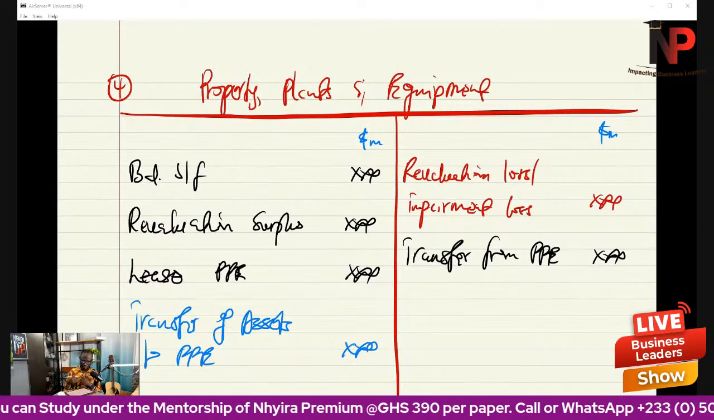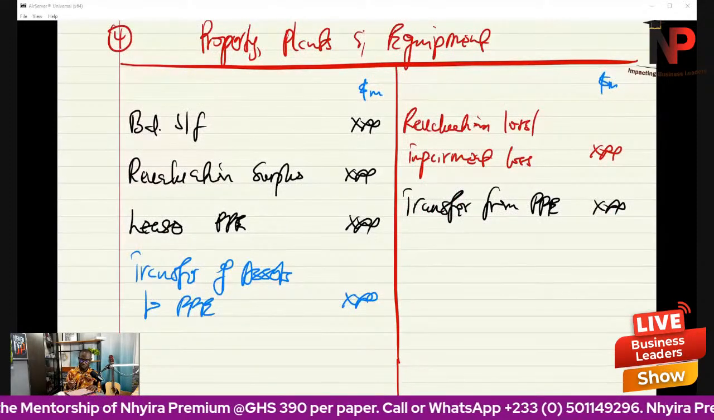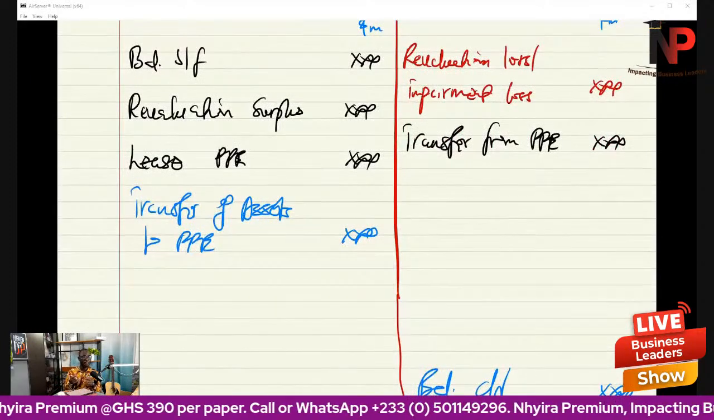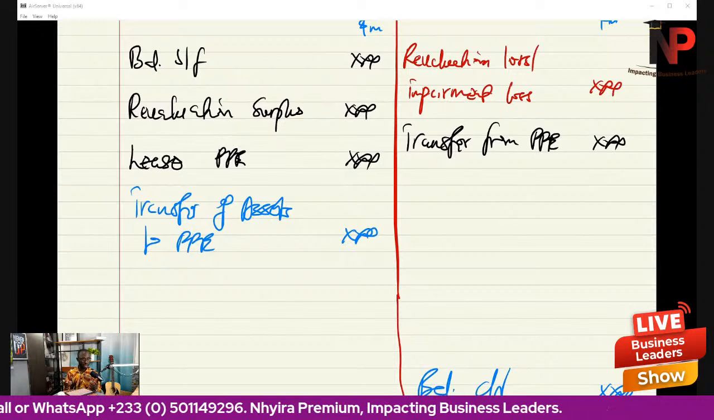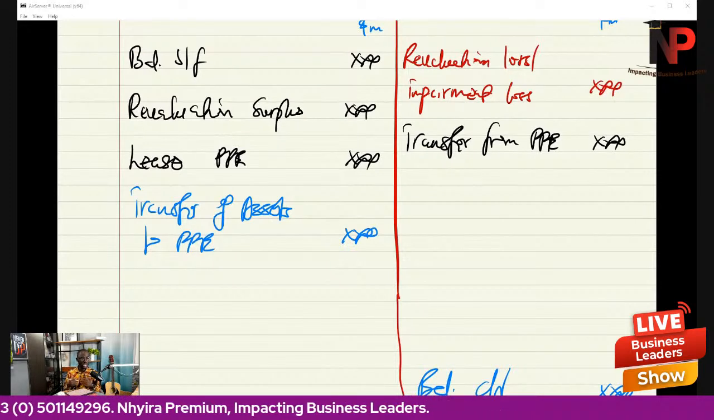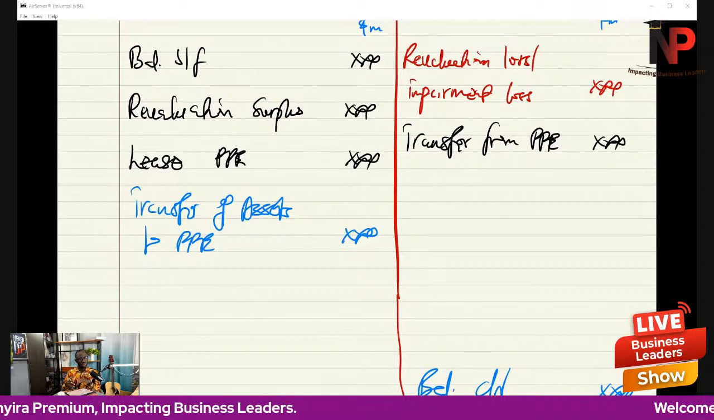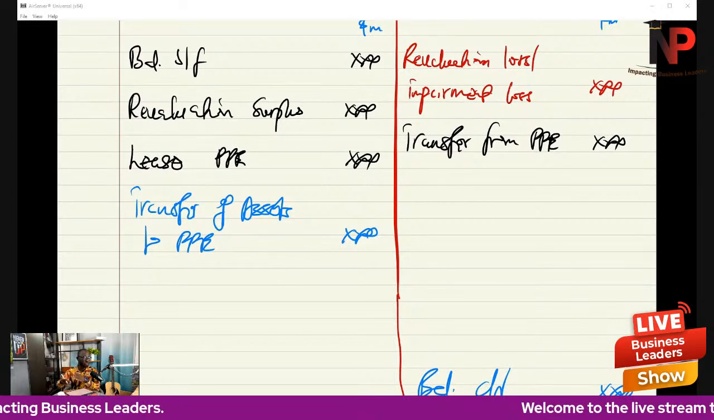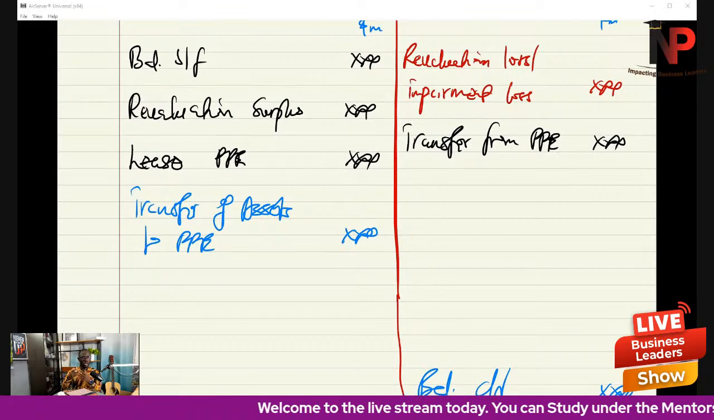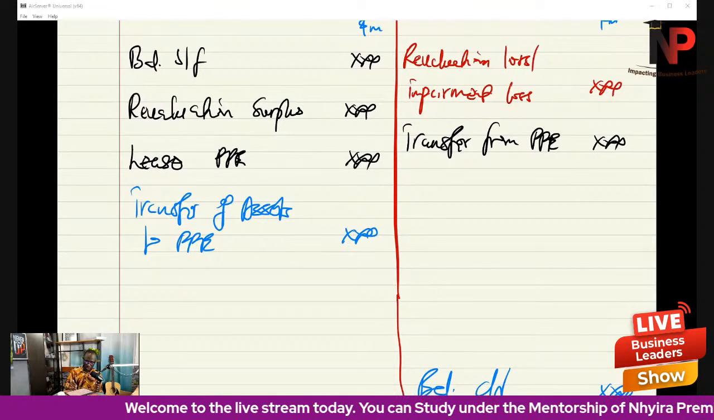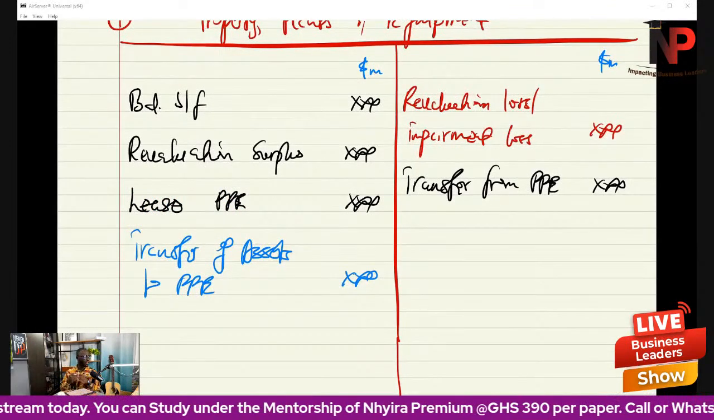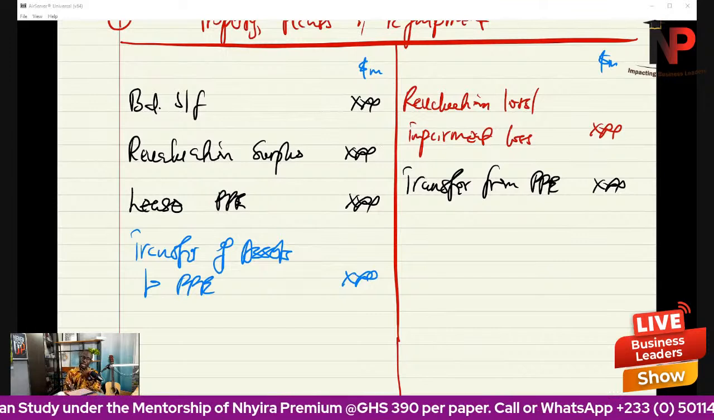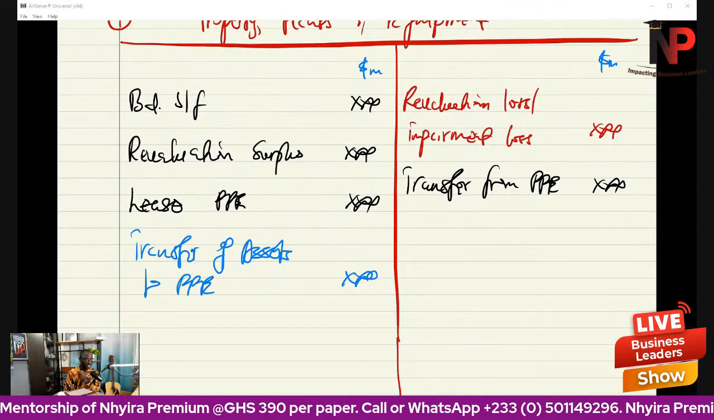Now remember, this is a pro forma, so I'm going to try as much as possible to play out all of the assumptions and scenarios that we can have. But it depends on the question and what has to be included. You have to know what entry has to be made and where it has to be located, in order for you to understand exactly what is going on. So they could be transferred to PPE, or they could be transferred from PPE.